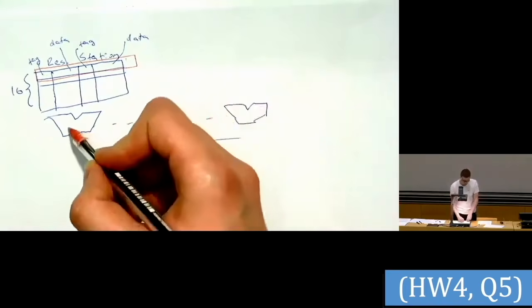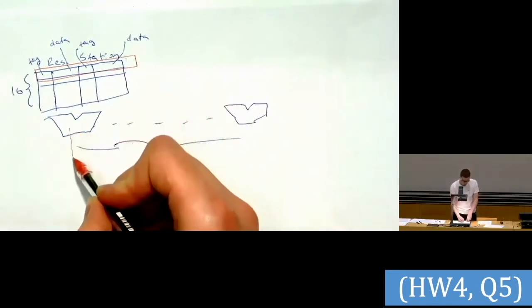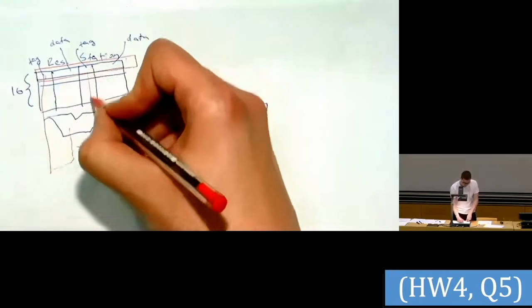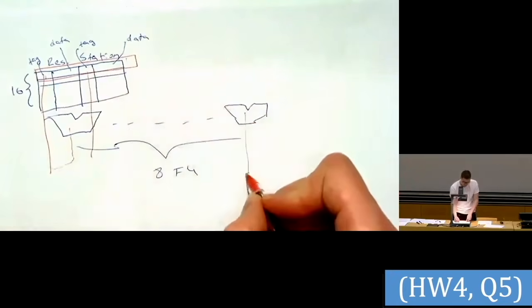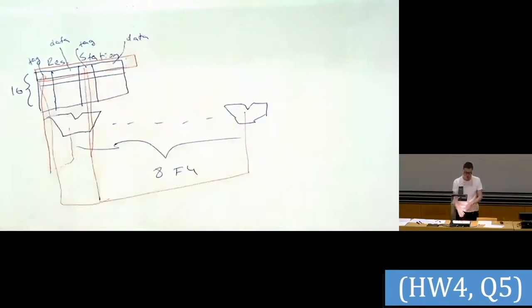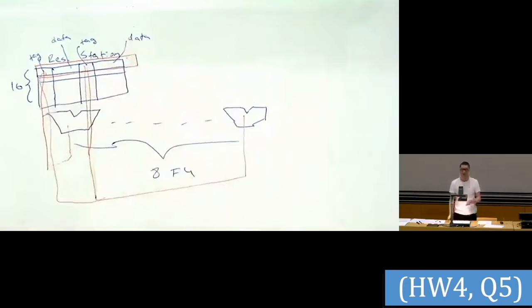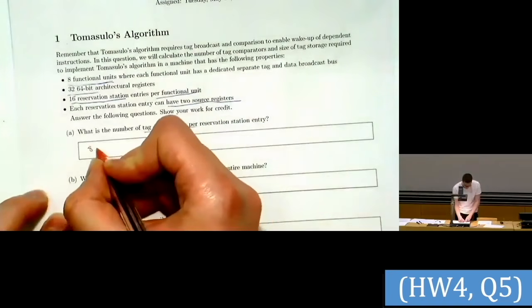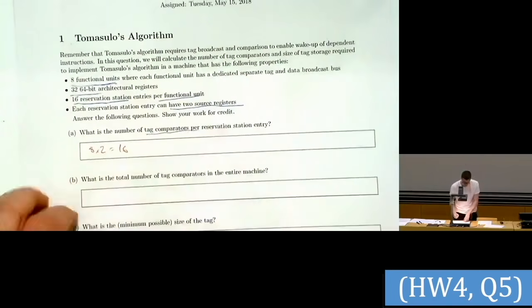So the result coming out from this functional unit will be compared against this tag and this tag. The same for this functional unit, it will need to be compared against those 2 tags. And the same is true for all functional units. Basically, we will need 2 comparators per functional unit. Then the answer is 8 times 2, which is 16 tag comparators per reservation station entry. Okay, is it clear?